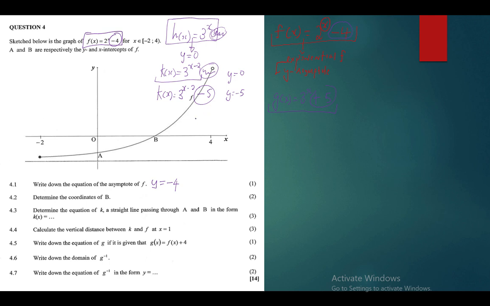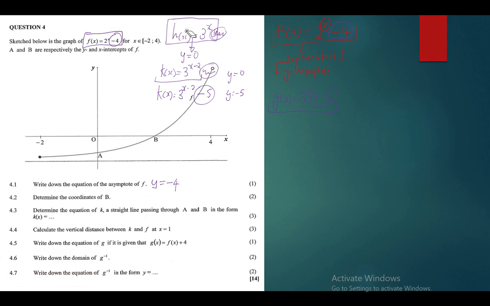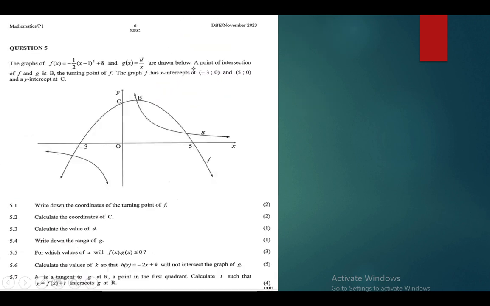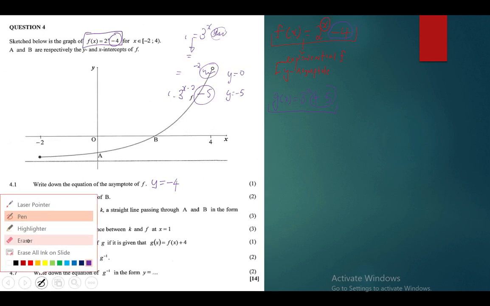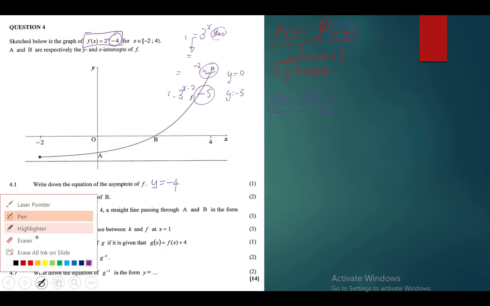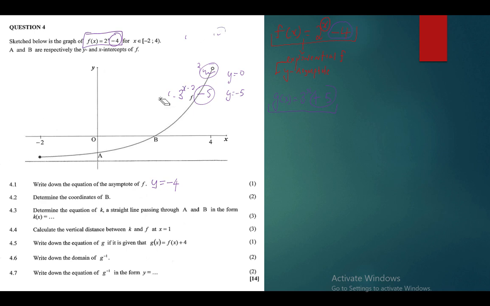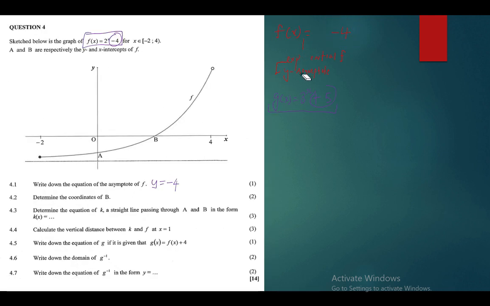So it's very important to know that the exponential function has got only the y asymptote. Exponential function, guys, has got only the y asymptote. And finding the asymptote of the exponential function is very simple.